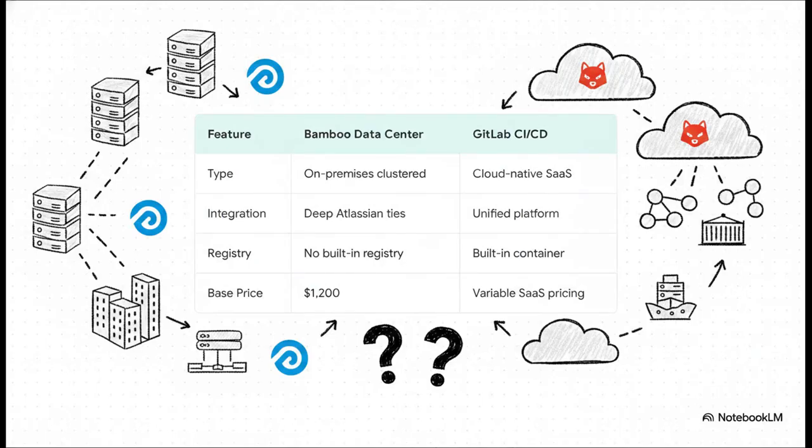So how does it stack up against the competition? Well, if we objectively contrast Bamboo Data Center against a popular alternative, say GitLab CI/CD, we're really looking at two very different infrastructure philosophies. Bamboo is an on-premises clustered solution. It excels in environments that are already heavily invested in the Atlassian ecosystem because of those deep native integrations we talked about. GitLab, on the flip side, is a cloud-native SaaS. It provides a highly unified out-of-the-box platform and includes things like a built-in container registry. So really, categorizing your own infrastructure needs, whether you prioritize strict on-premises control and Atlassian ties or a fully managed cloud platform, that's going to dictate which tool is right for you.